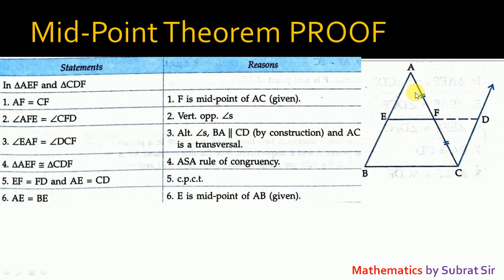If these two triangles are congruent, then we can write EF is equal to FD, and also AE is equal to CD. Understood?